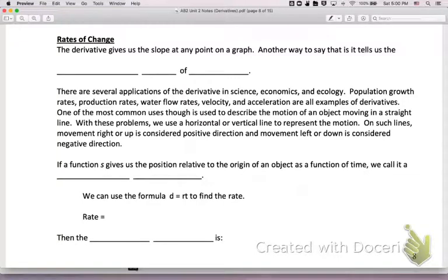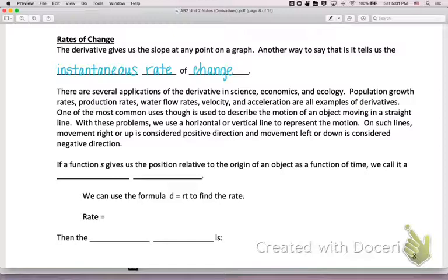All right, so when we find the derivative, remember that gives us the slope at any point on the graph. Another way to say this, and we've talked about this already, is that it tells us the instantaneous rate of change of the function at that particular point. A lot of you are taking physics, so you've already seen a lot, but there are several applications of derivatives in science, economics, ecology, all sorts of things. Population growth rates, production rates when we're looking at manufacturing, water flow rates in engineering and city planning, velocity, acceleration. These are all examples of derivatives.